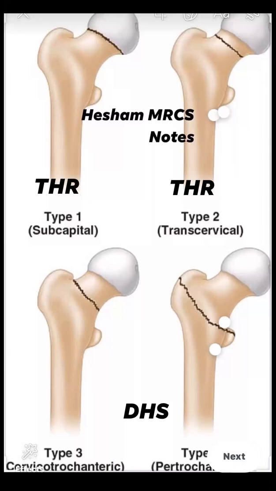Type 1 and type 2, subcapital and transcervical, will be managed by total hip replacement. Type 3, which is cervicotrochanteric or pertrochanteric or intertrochanteric, will be managed by dynamic hip screw, while the subtrochanteric will be managed by intramedullary nailing.